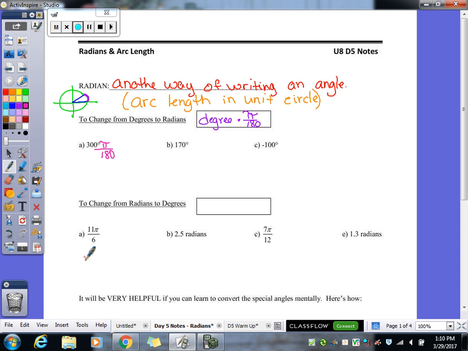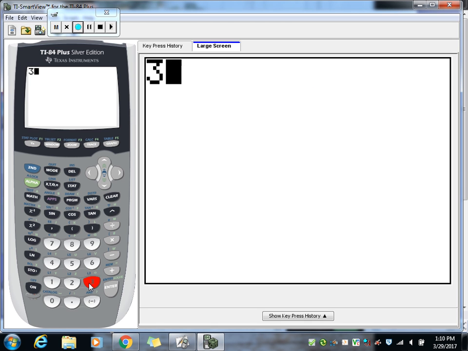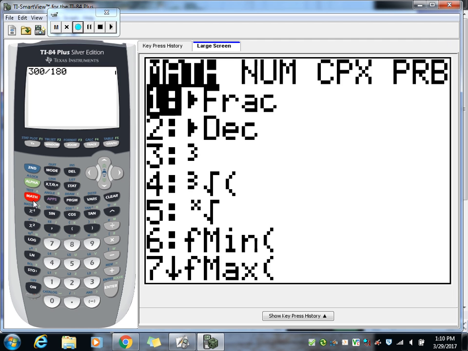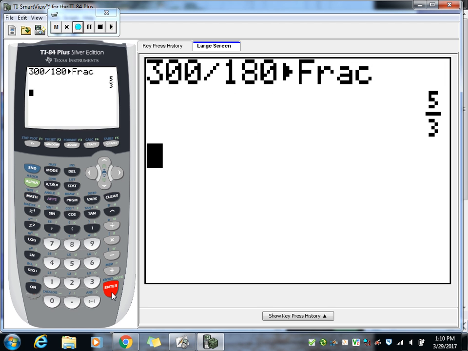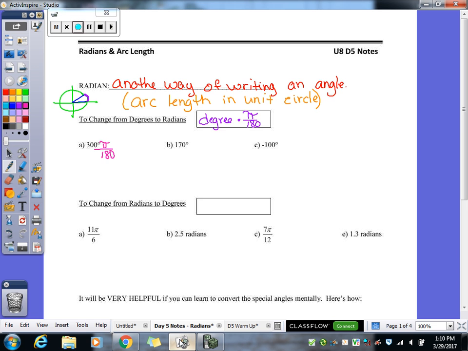So what we want to do is deal with just the numbers. 300 over 180. And then I'm going to use my math, enter, to reduce my fraction. So I would get 5/3. So my radian would be 5 pi over 3. Pi stays with that top number.